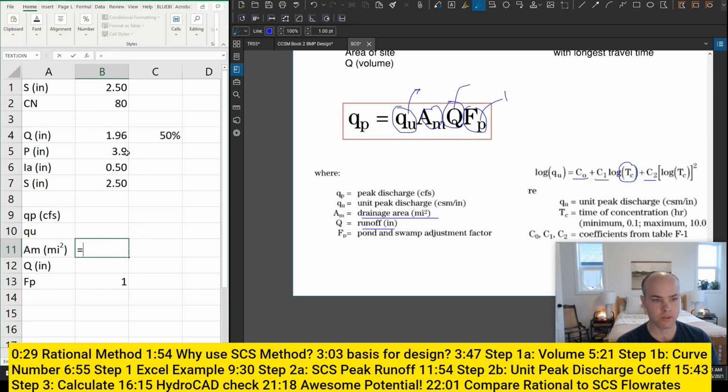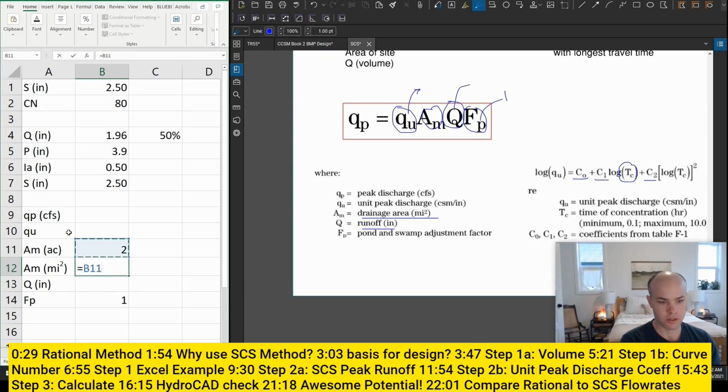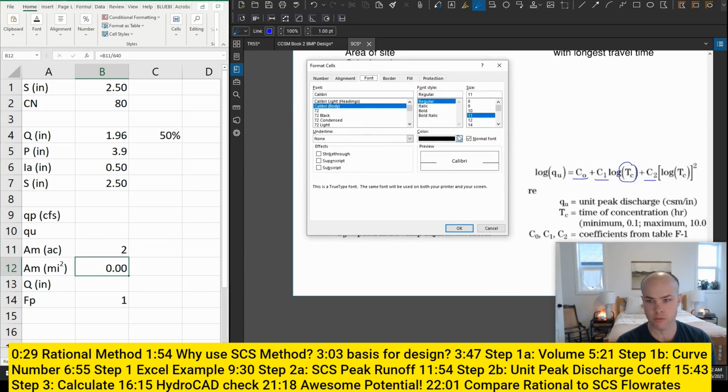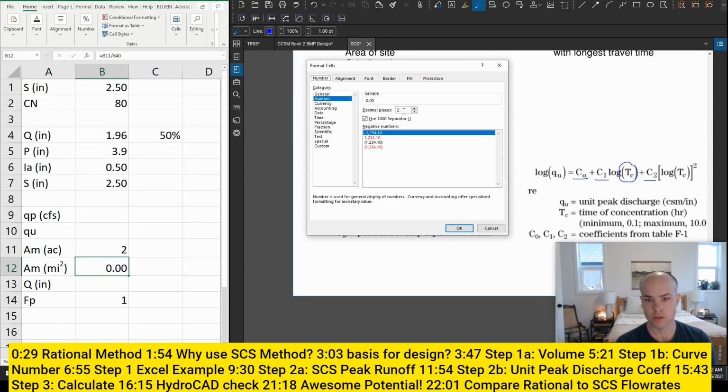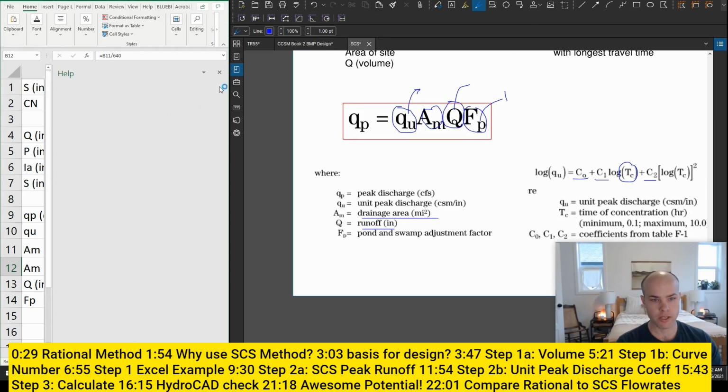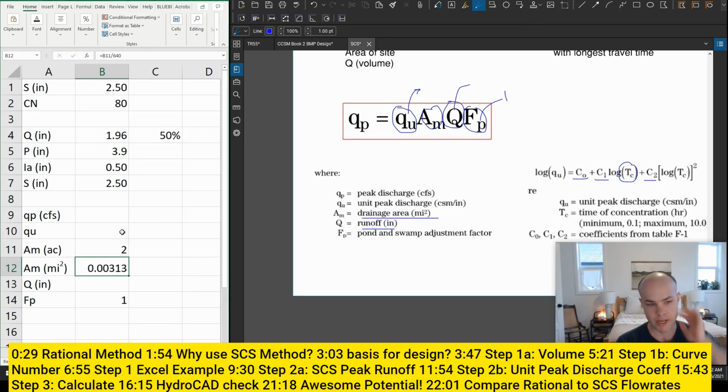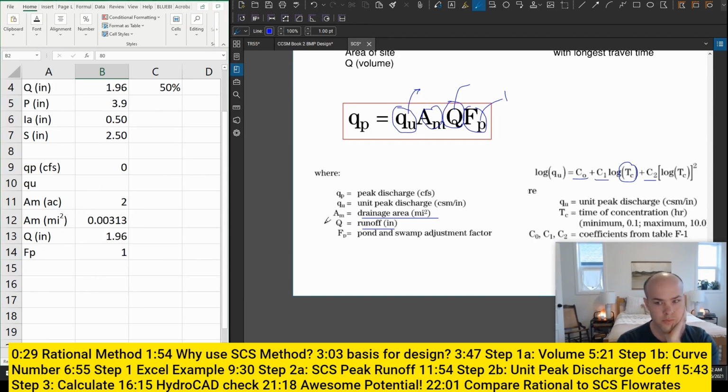I'm going to have this equal to, so I'm going to cheat a little bit. First, I'm going to have area in acres, so I can more easily type this in. I'll make this 2. I'll make this equal to 2 divided by 640. I need a few more significant figures so I can actually see what this number is. So divided by 640, that converts acres to square miles. I'm going to need to calculate my QU, and my Q peak is going to be equal to QU times square miles times this value, which is my Q in inches, times my pond and swamp factor. Q in inches is going to be equal to 1.96 that we calculated before. Again, if I change this number, that will change. So I'll keep it at 80 for now. Okay, so here's the tricky part.